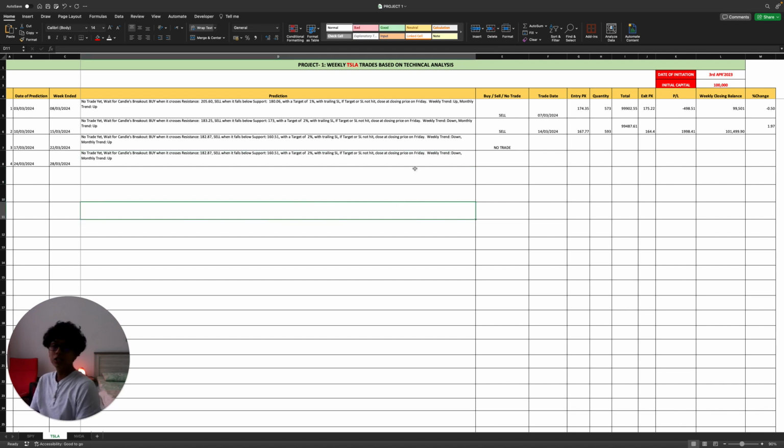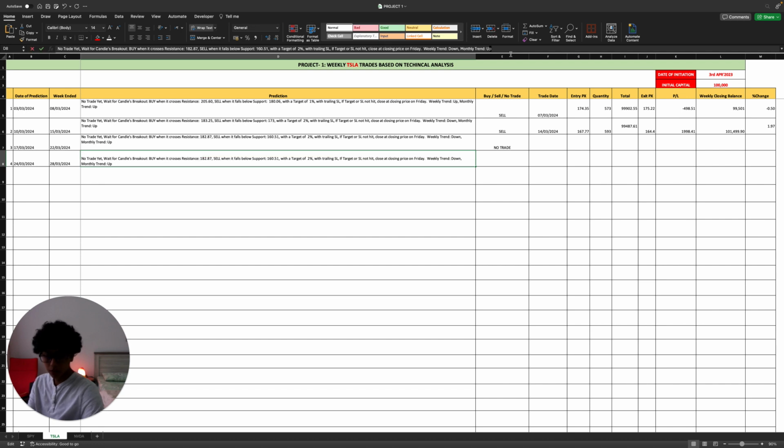If we are in a position and the target or stop loss haven't been hit, then we close our position on Friday, the end of the week, and currently the weekly trend is down and the monthly trend is actually down. I don't know why that says up.